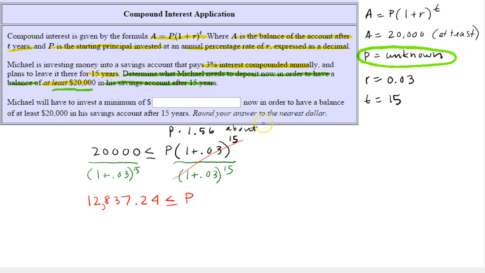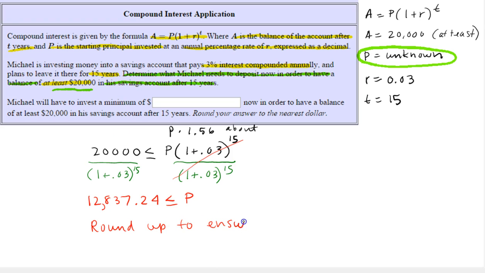Notice it says round your answer to the nearest dollar, and even though this is 0.24, I'm actually going to round this answer up, and here's why. Since we want the future value to be greater than or equal to 20,000, we need to invest enough so it will surpass the future value of 20,000. So if we did 12,837, it would actually be a little bit less than $20,000. So we need P to be a little bit greater than this. So the nearest dollar would mean that we should round up.